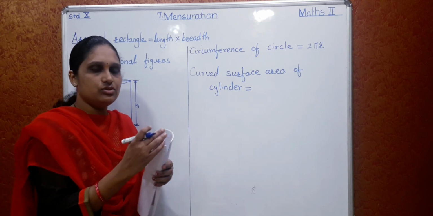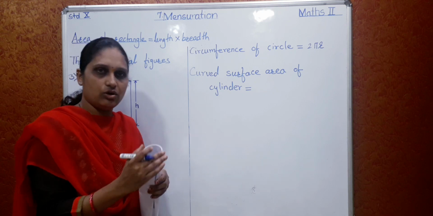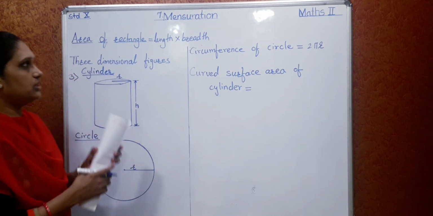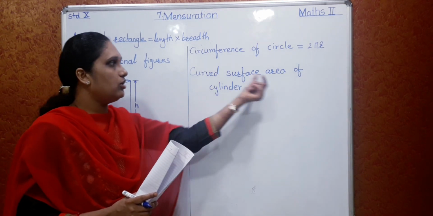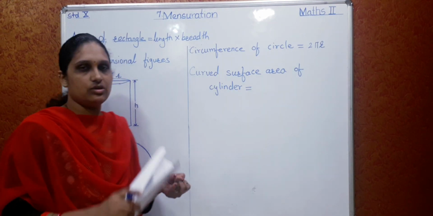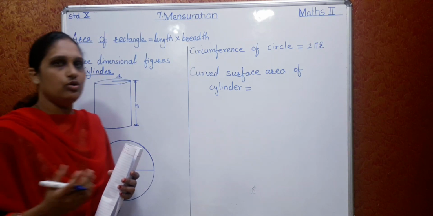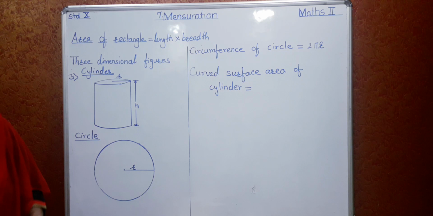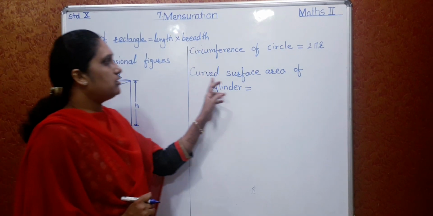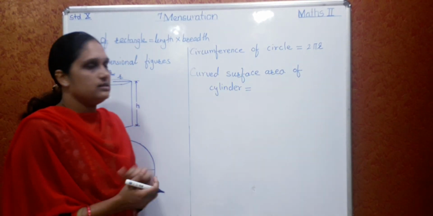So how will you use the circumference? How will you use the area of a circle? How will you use the area of a rectangle to derive the formulas of curved surface area, total surface area and volume of the cylinder? Let's see. So the first formula is the curved surface area of the cylinder.